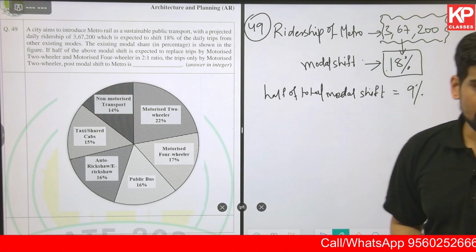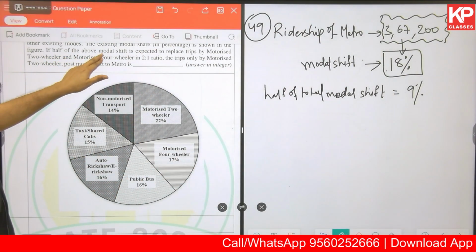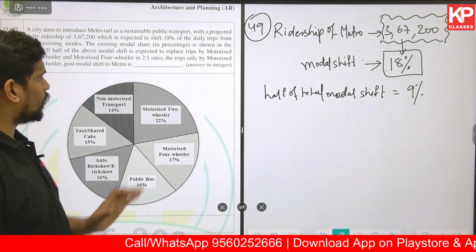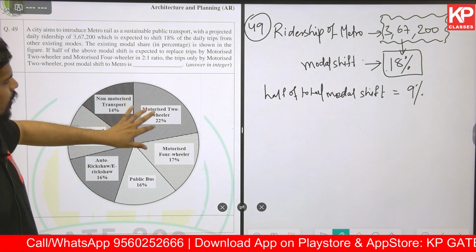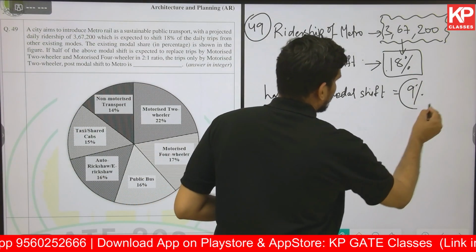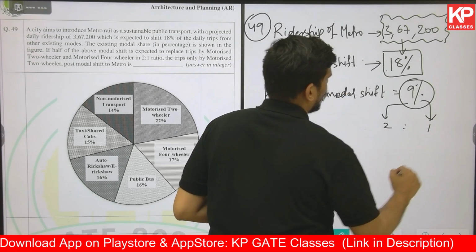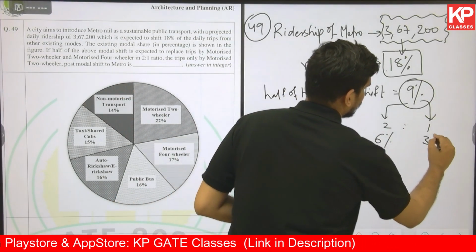That will be 9%. Half of the modal shift is expected, that is 9% of the total ridership. That is basically happening from motorized two-wheeler and motorized four-wheeler in the ratio of 2 is to 1. So this 9%, you need to divide into two parts and one part. That will basically be 6% and 3%.